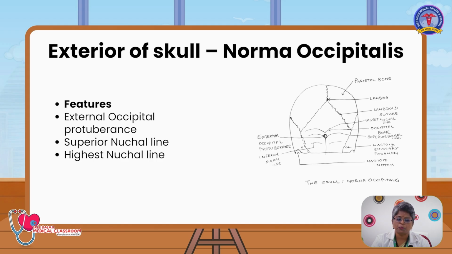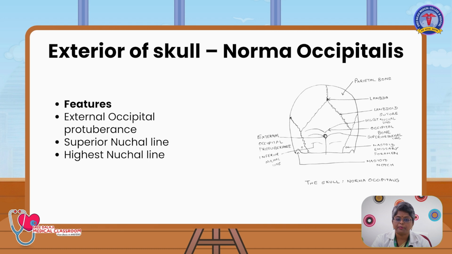The next is the superior nuchal line. These are curved ridges passing laterally from the external occipital protuberance, and a very important notable attachment to this line is that trapezius originates from the medial 1/3 of the superior nuchal line, and the sternomastoid is inserted to the lateral part of the superior nuchal line. The next important nuchal line is the highest nuchal line, which is situated about a centimeter from the superior nuchal line. An epicranial aponeurosis is attached to the medial parts.